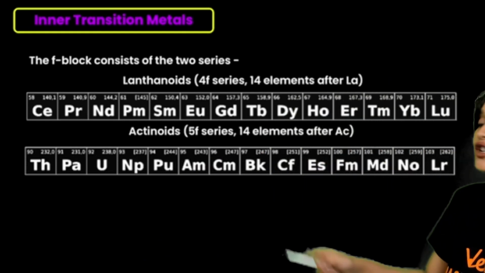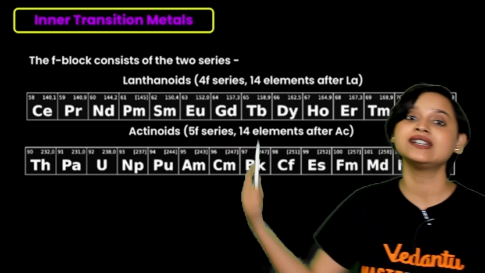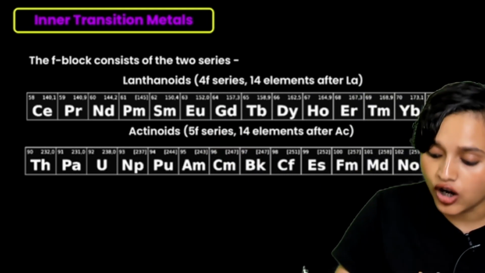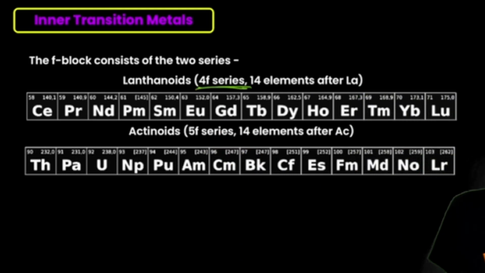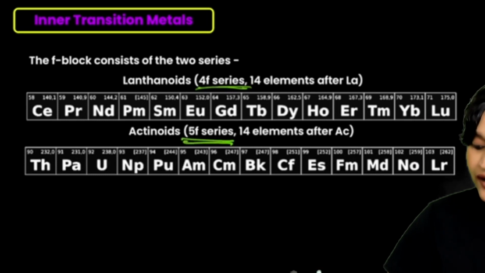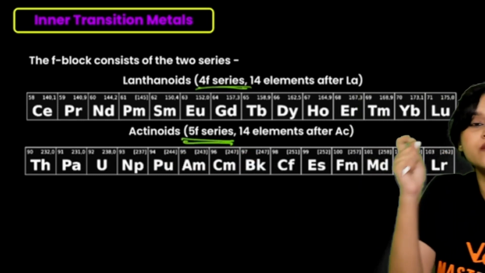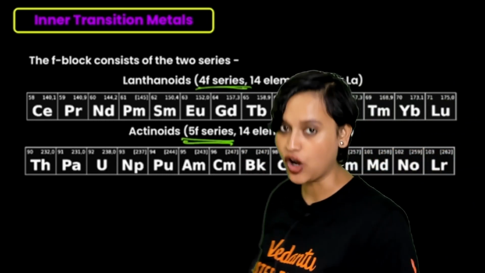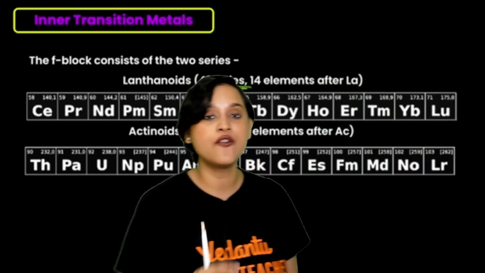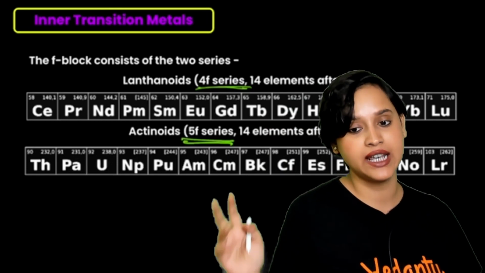That means that you have two: lanthanoids and actinoids. The lanthanoids are called the 4f series and the actinoids are called the 5f series. In each of these series, there are 14 elements. After lanthanum, there are 14 elements present.